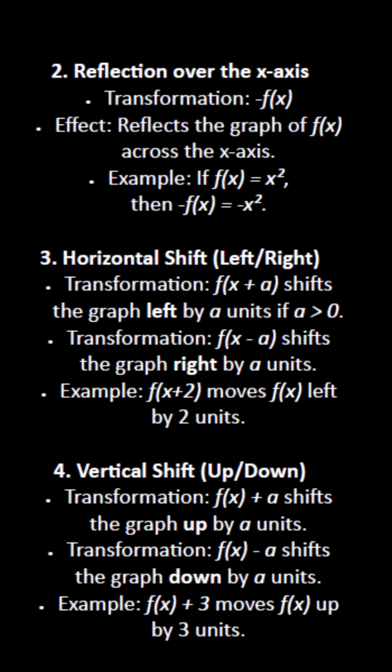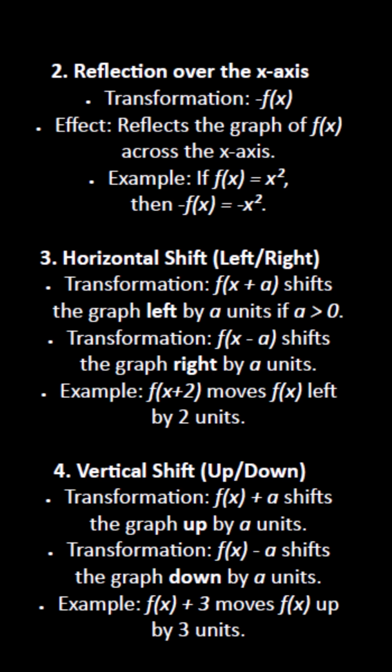Okay, so now let's flip it the other way. Okay. Reflecting over the x-axis. What's going on there? So that's where we take the whole graph and flip it upside down or right side up. The transformation for this is negative f of x. So when we start with f of x equals x squared, then negative f of x becomes negative x squared. You can immediately see how all the positive y values become negative, and vice versa.